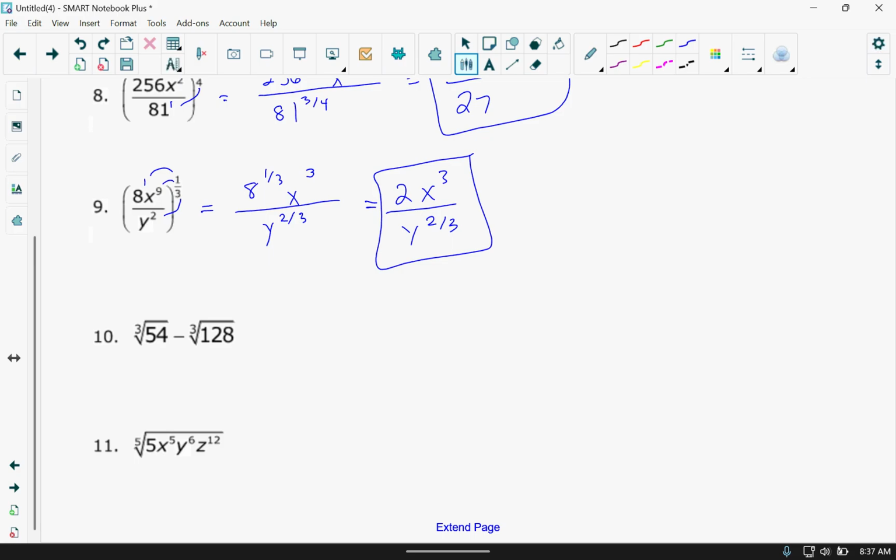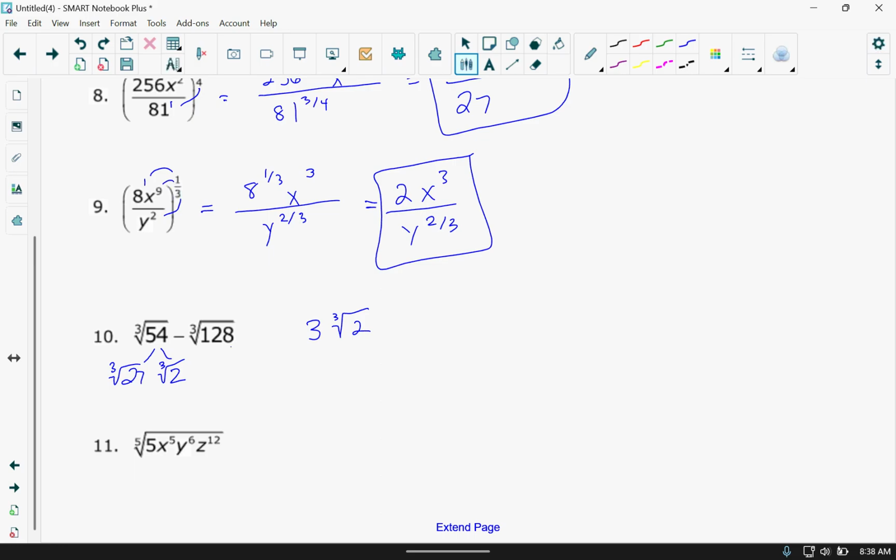It's a cube root of 54 minus the cube root of 128. Now the big thing about this one is in order to add and subtract, they have to match on the inside. So what we have to do here is break them down using our cubes list. 54 can be broken down into 27 times 2. And the reason why I picked 27 is because 27 is a perfect cube. So then the cube root of 27 would just be 3, and then we would have the 3rd root of 2 still attached to it.